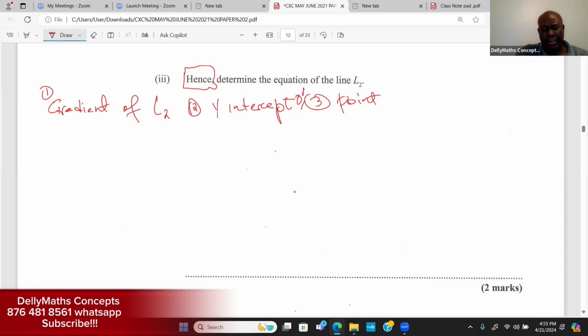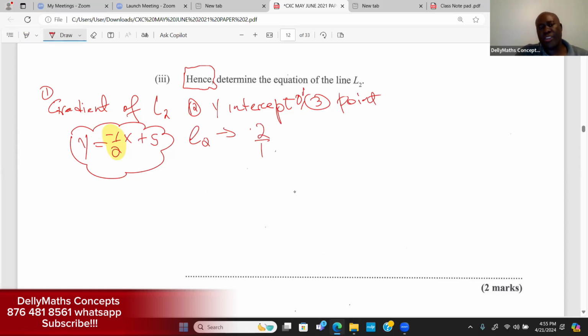First, let's get the gradient, because the two lines are perpendicular. This is the equation of L1 right here, so the gradient for L1 is negative a half. L2's gradient will be the negative reciprocal. You reciprocate it, so it's 2 over 1, and it's going to be a positive. So it's just positive 2. This is the gradient for L2.